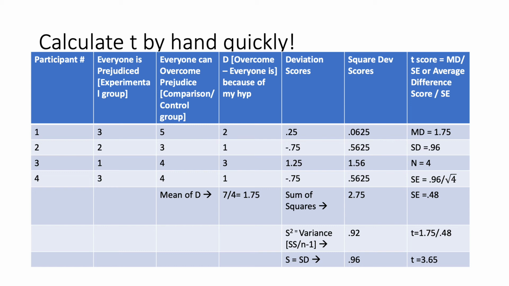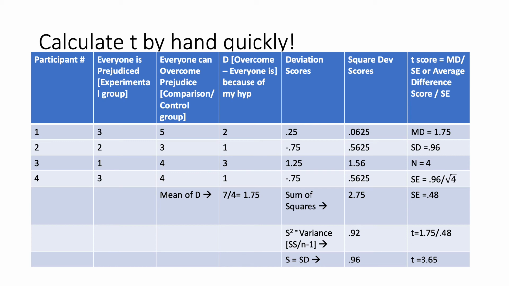Then the last column, I'm just like, okay, how do I calculate my t-score? Well, my t-score is my mean difference divided by standard error, or my average difference score divided by standard error. They're the same thing. So here, mean difference, or my average difference score, is 1.75. My standard deviation is 0.96. My n is 4. My standard error equals standard deviation divided by the square root of n. So my standard error equals 0.48. So my t-score equals 1.75 divided by 0.48, which equals 3.67.